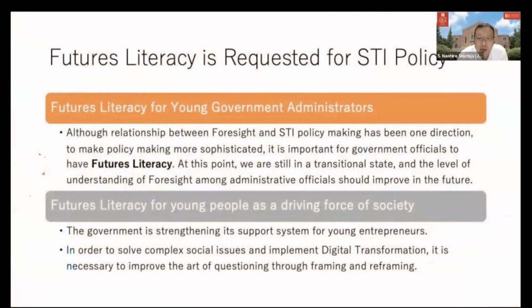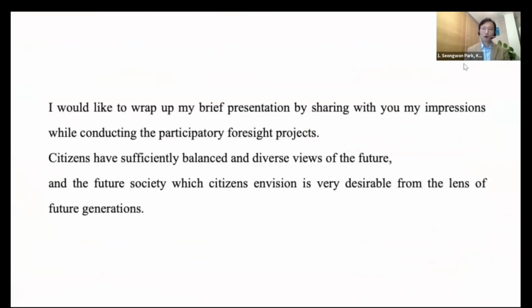Future literacy for the young people is very important as a driving force of the society. Whenever I met with lawmakers, I say, create more opportunities for citizens to forecast multiple futures and discuss a desirable future they hope for.